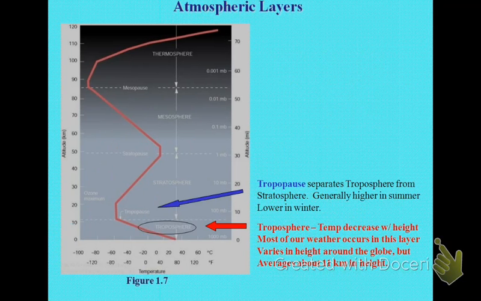So our first layer is called the troposphere. The temperature decreases with height in this layer. So on your chart, you have a column that asks you, are you increasing or decreasing? You can abbreviate those if you want. So we have a decreasing temperature with its height. And it varies around the globe, but the average is about 11 kilometers. So for your altitude, maybe you can put a little squiggly or write about 11 kilometers.